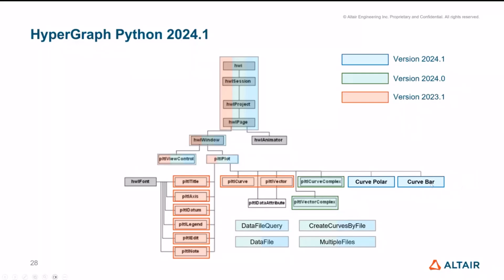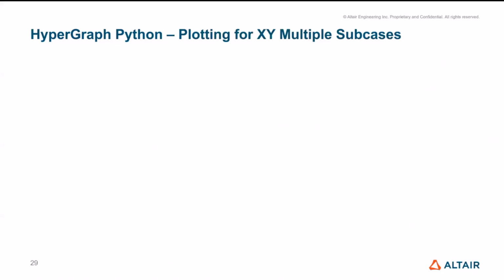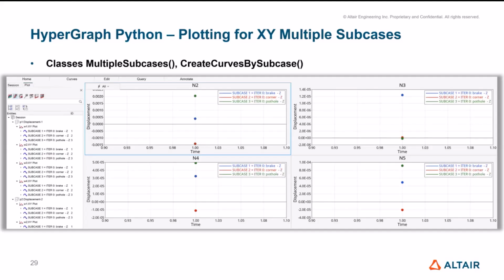The new bar charts are completely supported with the curve bar and all the property setting on the window, you know, for the category handling. A lot of stuff. Let's go into the details. First, multiple subcases. We had multiple files in 2024.0. Now we have multiple subcases.